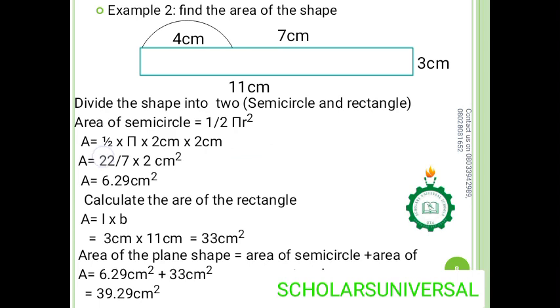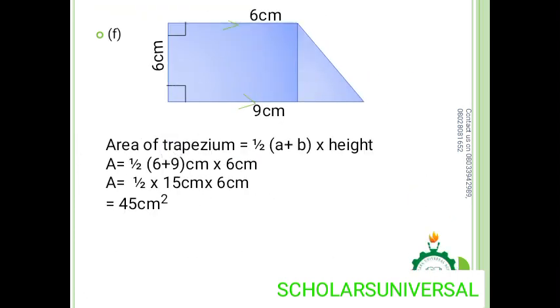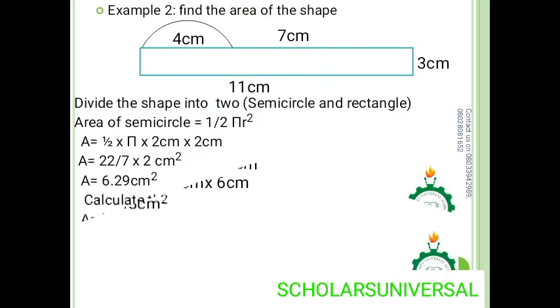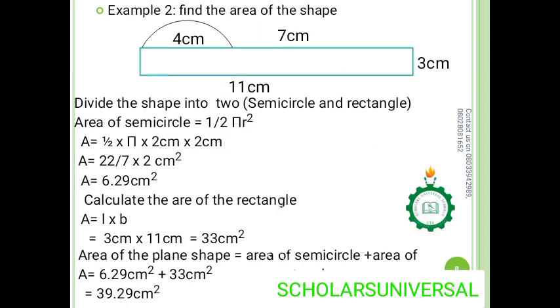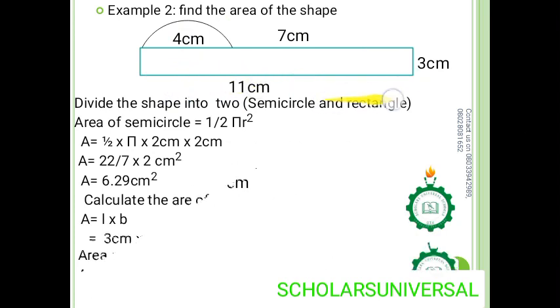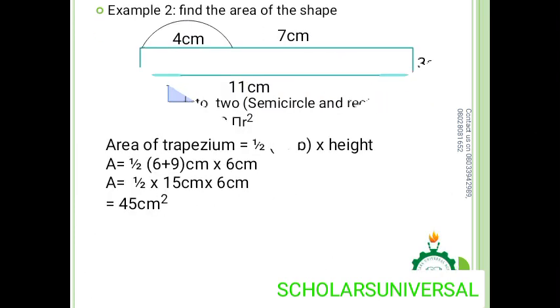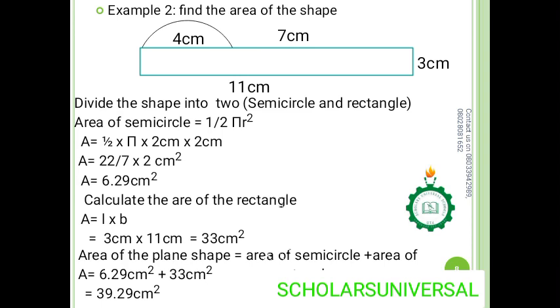So this half will cancel this one. This half cancels the 2. So you have only 2 centimeter square left times 22 over 7. So the value is 6.29 centimeter square. We also have a rectangle of length and breadth 11 centimeter and 3 centimeter. And the formula for finding the area of a rectangle is what? Length times breadth. When you substitute in your value, you have what?